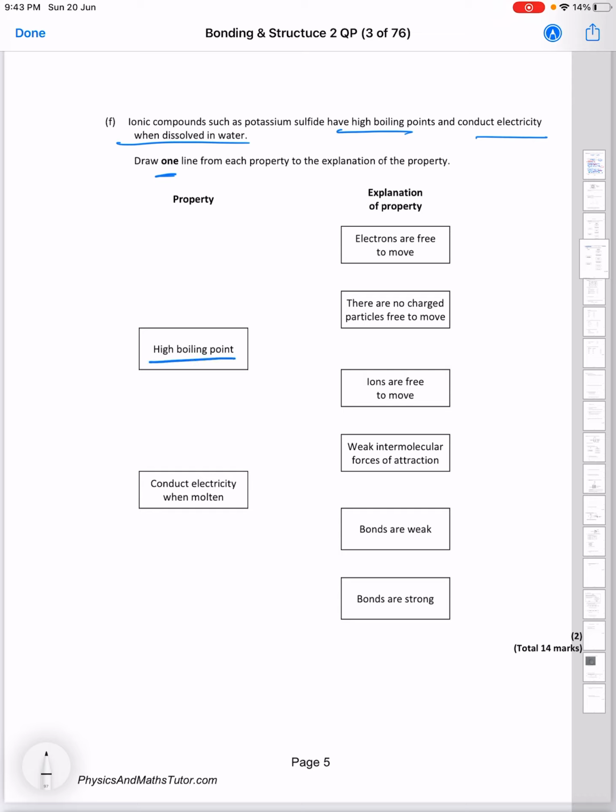Why does it have a high melting point? Free electrons or electrons are free to move? There are no charged particles free to move? No, obviously. Ions are free to move? Obviously no. Weak intermolecular forces? No, because that's a high melting point. So bonds are weak. Of course, that doesn't give a reason. Bonds are strong. It has a high boiling point because bonds are strong. What kind of bond? Ionic. Ionic bonds are strong, holding the positive and the negative ions together.